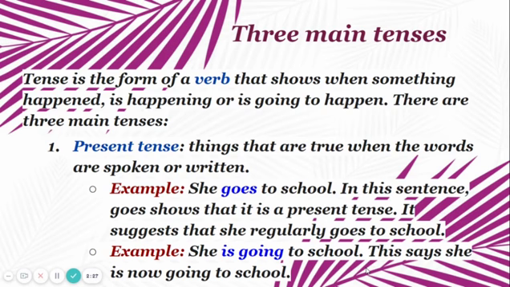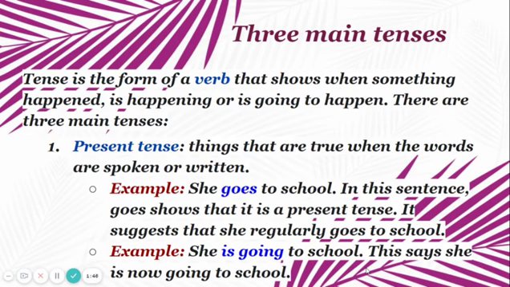Next, we have seen the three main tenses. What are they? Present tense, past tense, and future tense. First, we can see the present tense in general. What is meant by present tense? Present tense means things that are true when the words are spoken or written, at the same time. But in past tense, things that are true before the words are spoken or written. Before means past tense, after means future tense. When it is happening is called present tense.